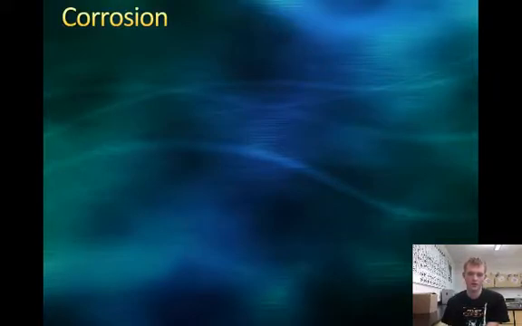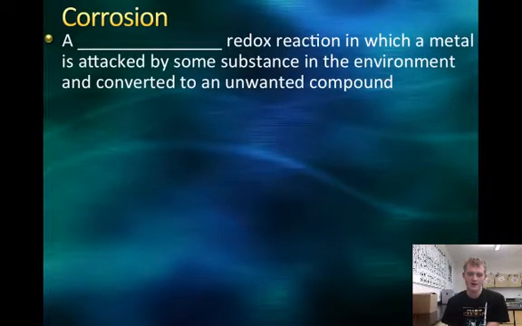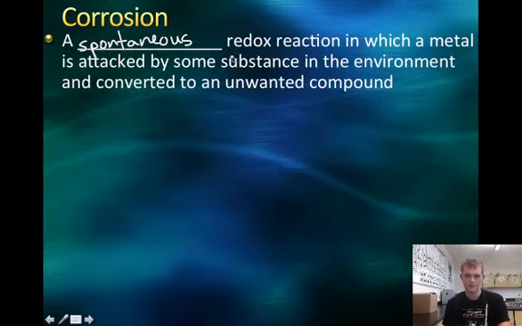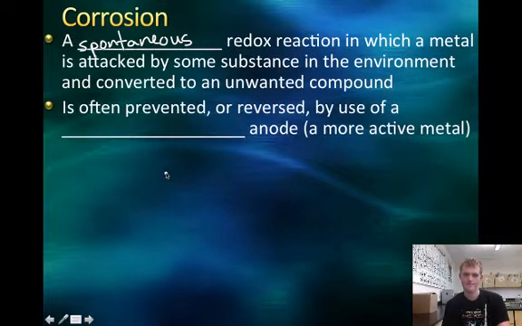Now let's look at corrosion. Corrosion is a spontaneous redox reaction in which a metal is attacked by some substance in the environment and converted to an unwanted compound. So this is just going to happen. That's like when oxygen reacts with iron, it's just going to turn to rust. But there are ways that we can prevent this. If we had something that oxygen would rather bond with, then we would call that a sacrificial anode. Some metal that's more active can be used to prevent the corrosion of the metal that we want to preserve.